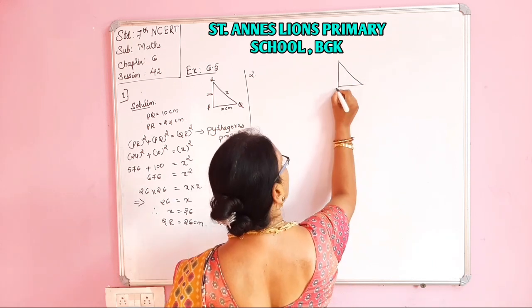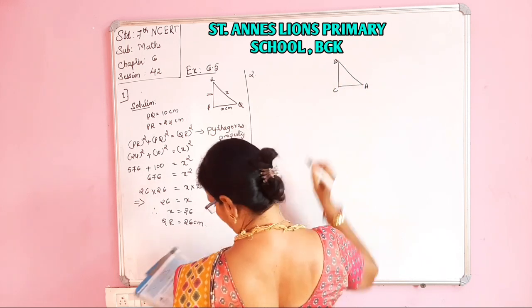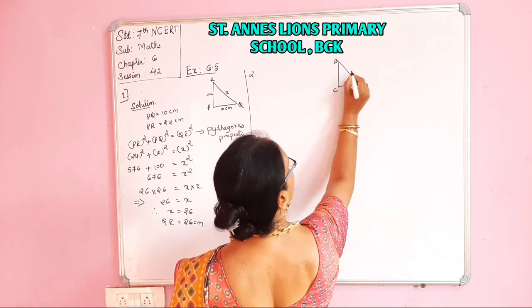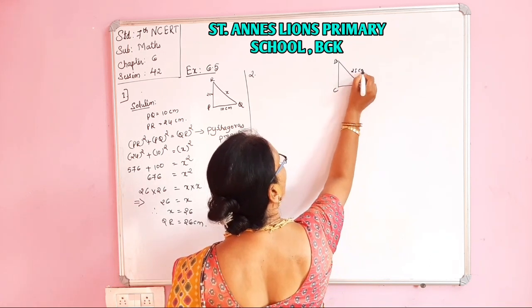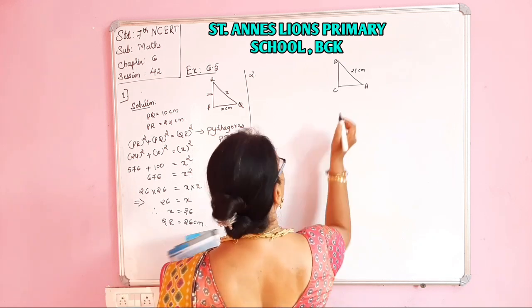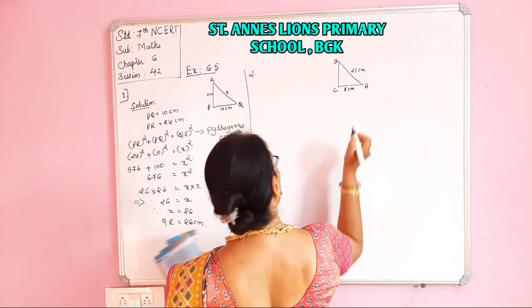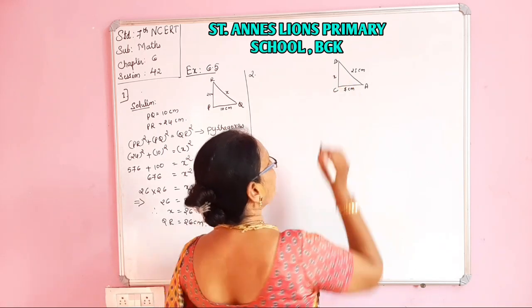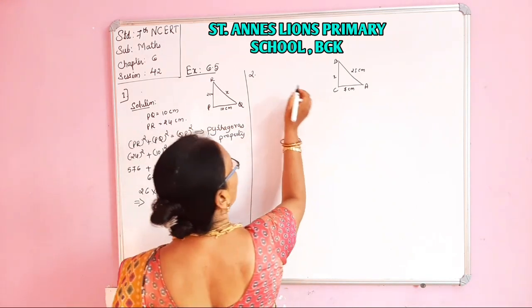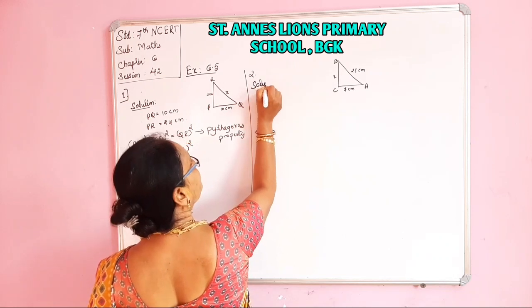At C, this is a right angle triangle CAB. Then AB is 25. Here the hypotenuse is given. And then AC is 7 centimeter. We have to find out the BC. This we have to consider as x, and we have to find out x. Now let us do the problem solution.